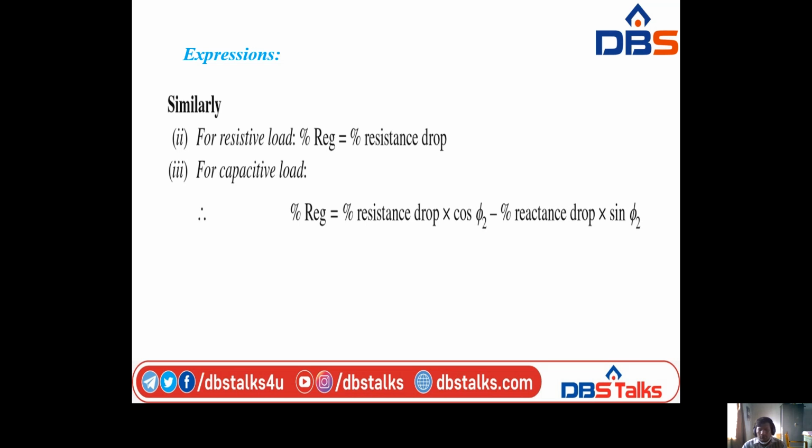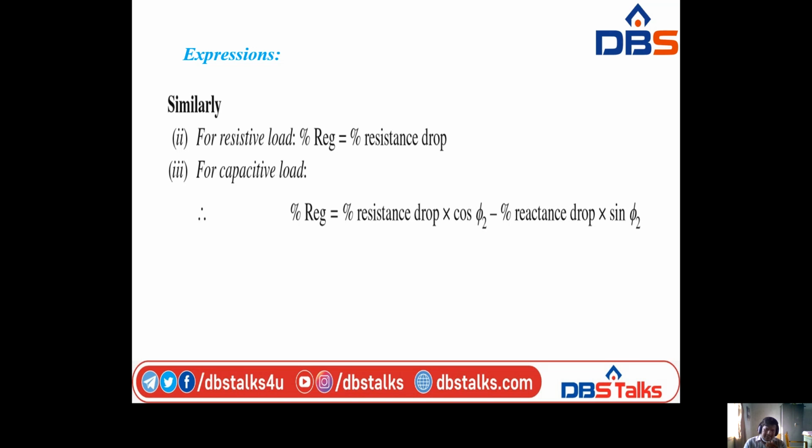Similarly, for resistive load, the power factor is unity, that is cos phi equal to 1. Therefore, sin phi equal to 0, so the reactance drop is 0. That means only the percentage resistance drop is available. So the percentage regulation for a resistive load is just the percentage resistance drop. Going to the capacitive load, the reactance drop is negative. So percentage regulation is equal to percentage resistance drop multiplied by cos phi 2 minus percentage reactance drop multiplied by sin phi 2.